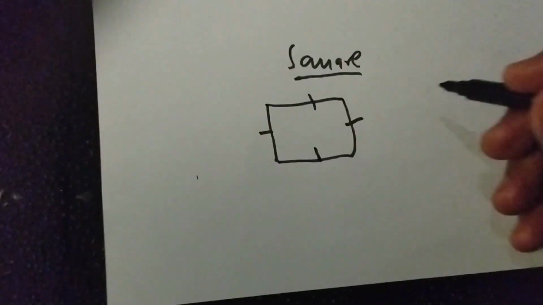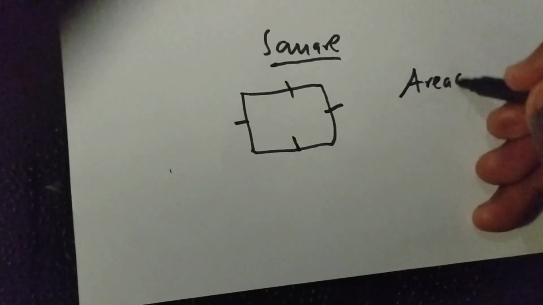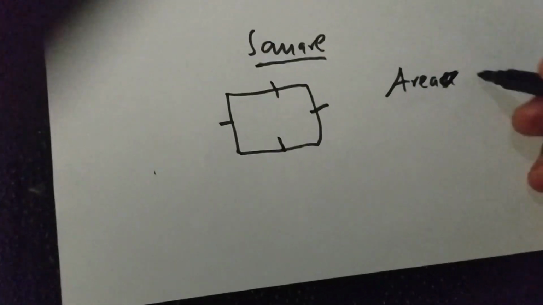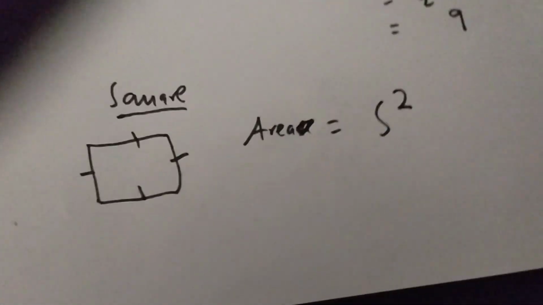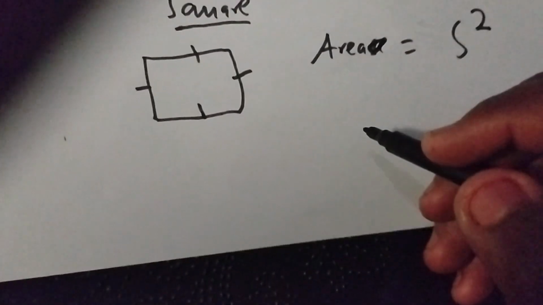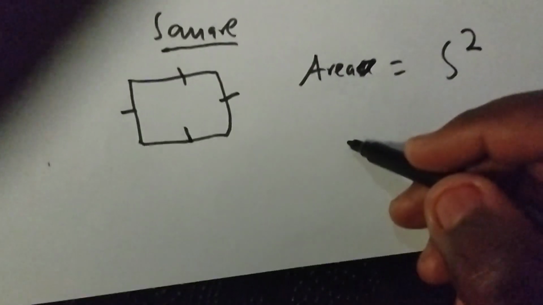So quickly, let's move on to the square. First of all, you get a shape like that. Remember, all sides of a square are equal to each other, right? So the area of a square is just s squared. To find the area of a square, just do s squared. That's it. That's why I used to love this one, because it's the easiest one to always remember.